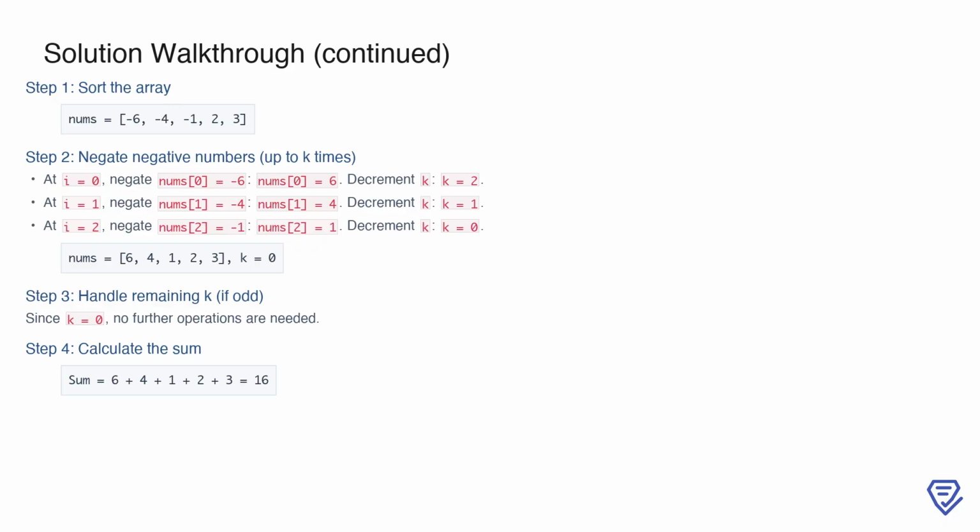At index 0, we negate -6 to make it 6, reducing k to 2. At index 1, we negate -4 to make it 4, reducing k to 1. At index 2, we negate -1 to make it 1, reducing k to 0. At this point, the array becomes 6, 4, 1, 2, 3, and since k is now 0, no further operations are required. Finally, we calculate the sum of the array, which we'll see shortly.